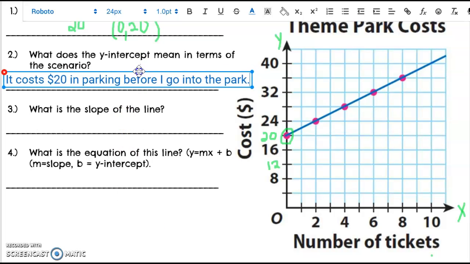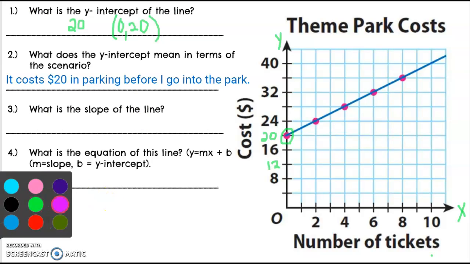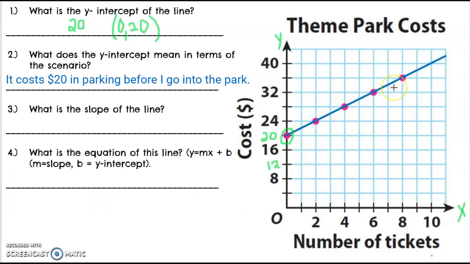Next statement, what is the slope of the line? Well, we have a graph, which makes our life a little bit easier because now I'm going to pick 2 beautiful points and they're all identified on this graph, which I love. So I'm just going to go ahead and pick this point right here. And I'm going to pick this point right here.